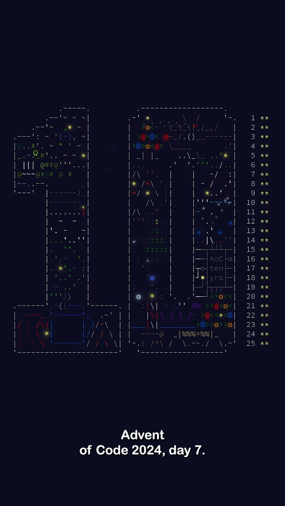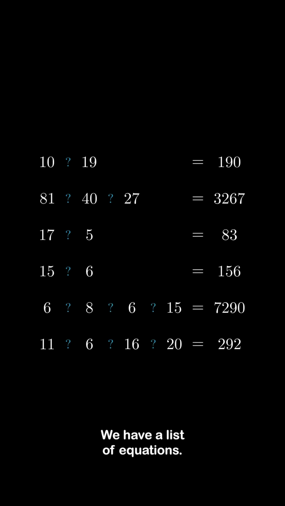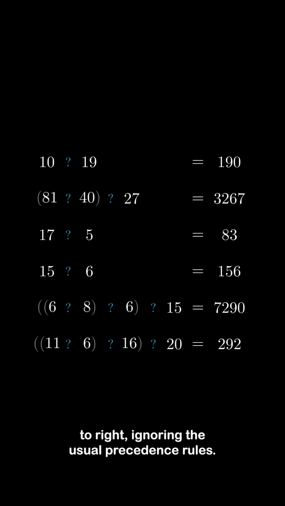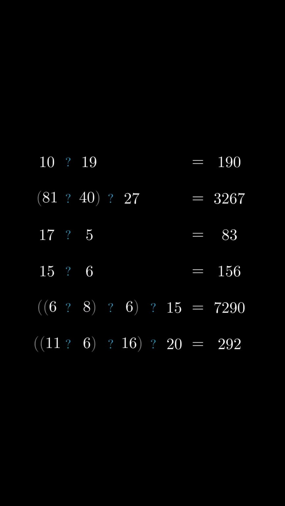Advent of Code 2024, Day 7. We have a list of equations. For each equation, we know the operands and the target value, but we don't know the operations. We only know that every operation can be either addition or multiplication, and that they are executed from left to right, ignoring the usual precedence rules.